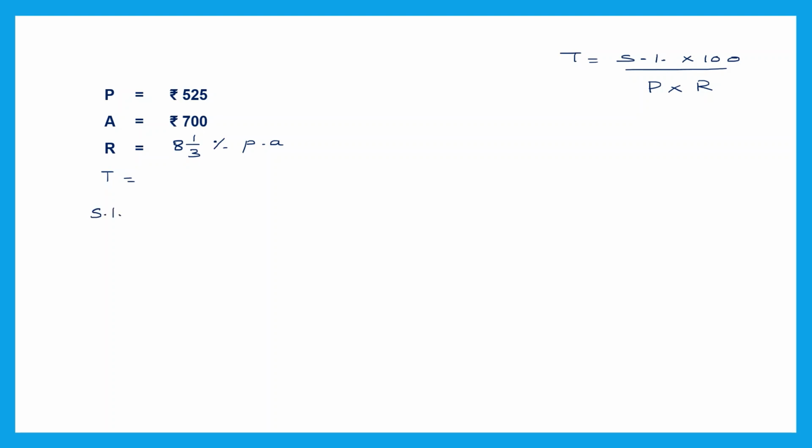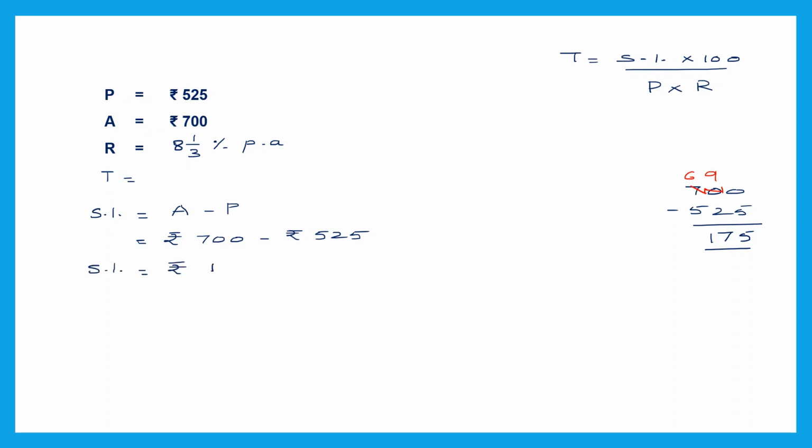And the easiest way to find simple interest is by subtracting the amount and principal. Amount is 700 rupees minus principal, which is 525 rupees. So let's subtract these two. 700 minus 525. Let's borrow here. This is 6. This becomes 10, 9 and 10. Now 10 minus 5 is 5. 9 minus 2 is 7. 6 minus 5 is 1. So here we've found out simple interest, and that is rupees 175. Now we can find time.